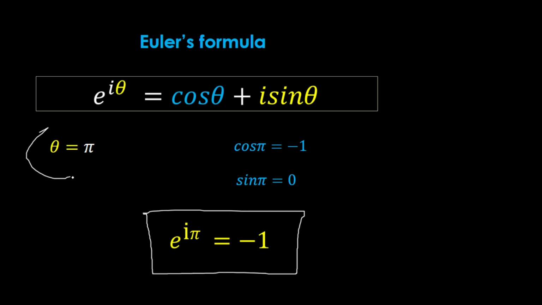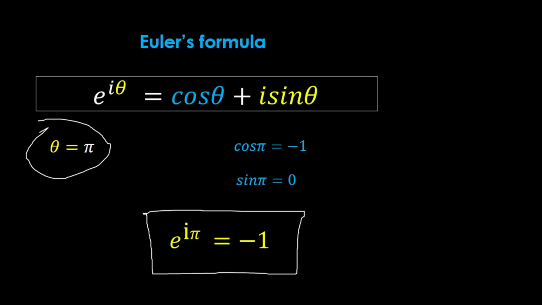Because if you take theta being equal to pi and substitute here, cos theta is -1, and sine pi is equal to 0, and eventually having -1 as our final answer. That is a recapitulation of Euler's formula.